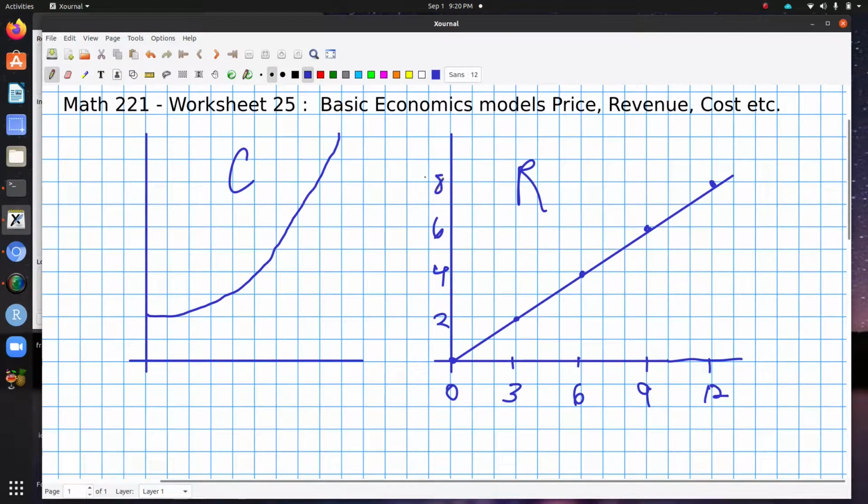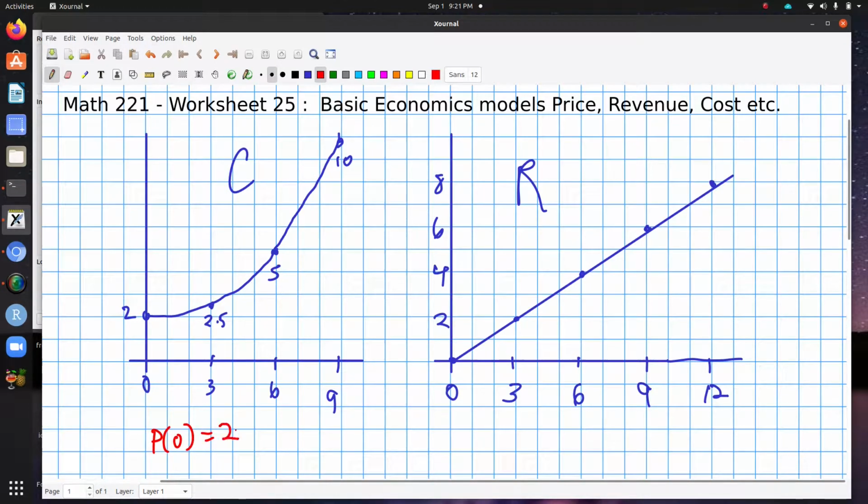But then you want to go over here and also make an estimate. In this case, cost is at 0, it's 2. And then at 3, it's going to be like 2.5. And at 6, it's 5. And at 9, whatever it is. Okay, so 10.